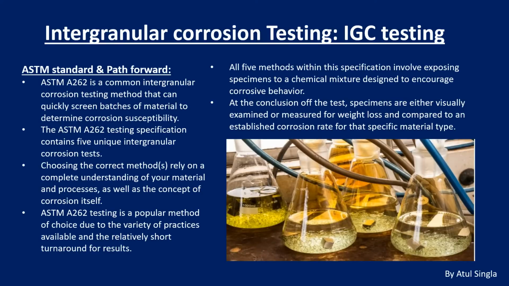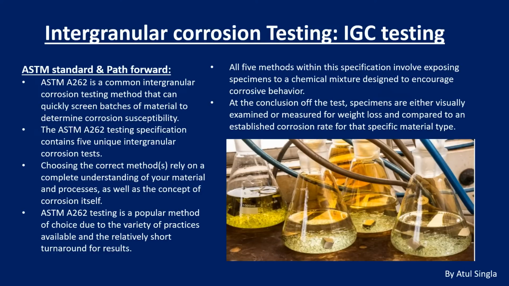If we talk about ASTM standards and guidelines regarding intergranular corrosion testing, we need to understand a few things. ASTM 262 is one of the ASTM standards which is globally recognized and used for intergranular testing. The methods are given in this standard so that we can quickly screen batches of material to determine corrosion susceptibility. How are we doing this?